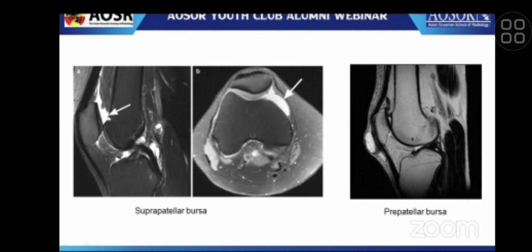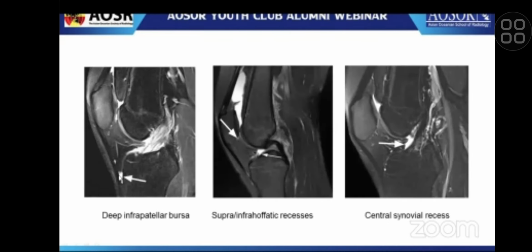First is the suprapatellar bursa. It's located between the patella, the quadriceps tendon and the femoral bone. Second one is the prepatellar bursa that is often seen in housemaid knee. It's located between the patella and the superficial skin. Deep infrapatellar bursa is located between the distal portion of the patellar tendon and the anterior part of the tibia.